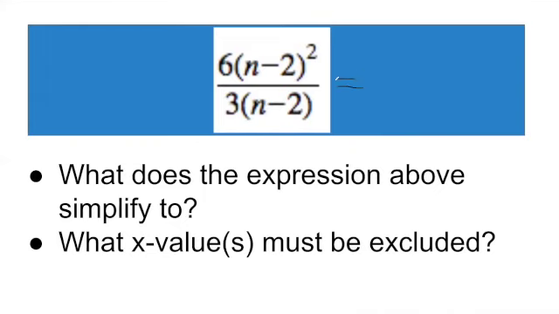I'm going to rewrite the numerator because it has this squared piece. So I'm going to rewrite that expanded out. So 6 times n minus 2. And the squared means we're taking that n minus 2 and multiplying it by itself just 2 times. So n minus 2 times n minus 2. And then on the bottom, I'll have 3 times n minus 2.